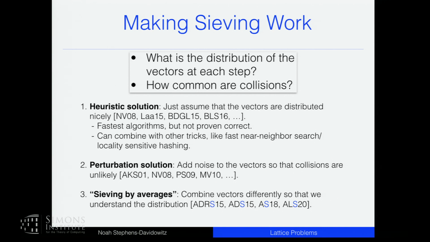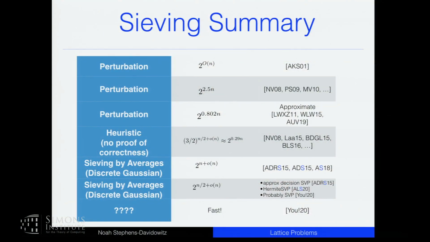And the last category is the one that I'll talk about the most. It's called sieving by averages, or that's what I'm sometimes calling it. And the idea here is to do something kind of less natural, but where we can actually understand the distribution. This was the work that Daniele was talking about, together with Divesh, who's here, Daniel Dadush, who's not, and Oded Regev, who I think will be. And I should say that this was inspired by, or is closely related to, ideas from prior work.